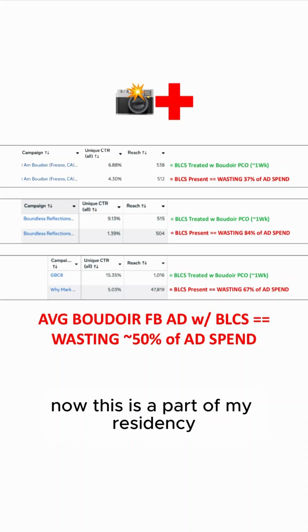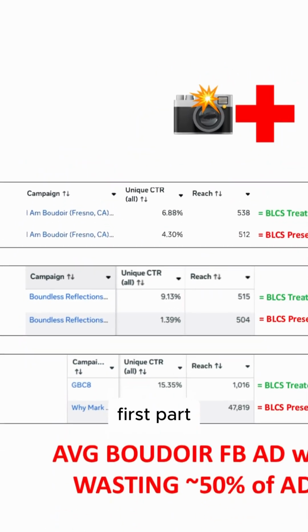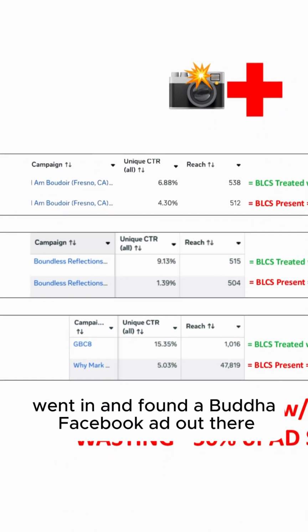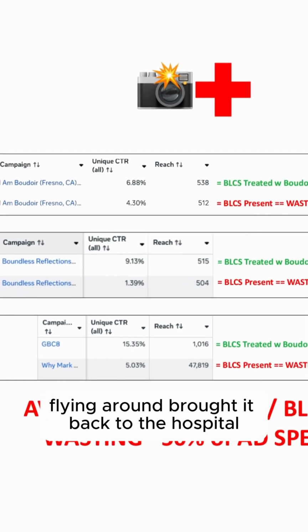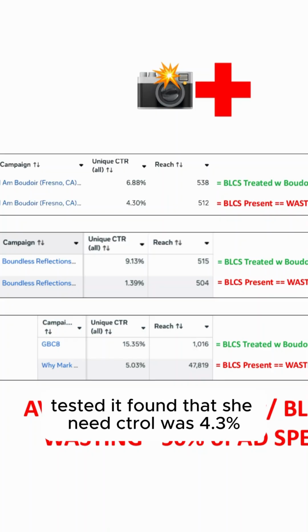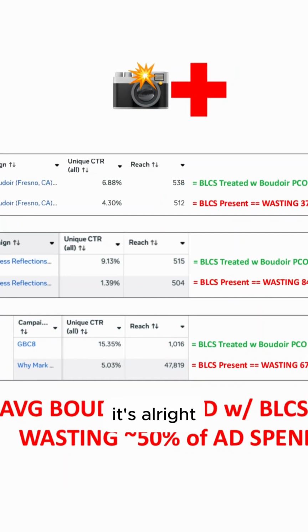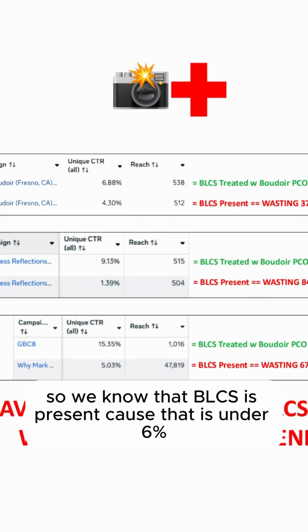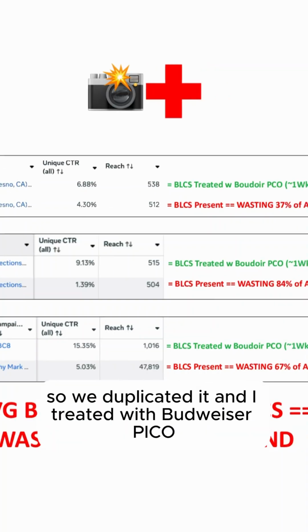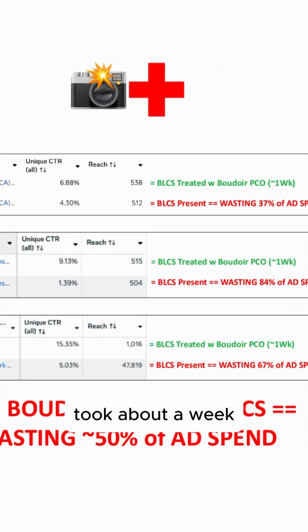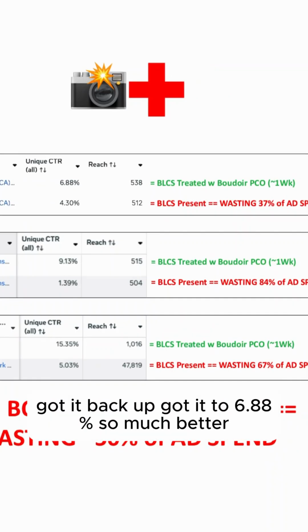Now, this was part of my residency. First part, I went in and found a Boudoir Facebook ad out there, flying around, brought it back to the hospital, tested it, and found its unique CTR was 4.3%. So all right, we know that BLCS is present because that is under 6%. So we duplicated it, and I treated it with Boudoir Pico, took about a week, and got it up to 6.88%. So much better.